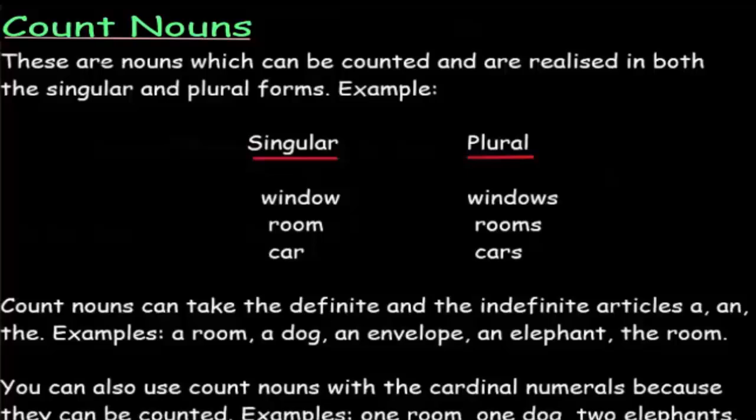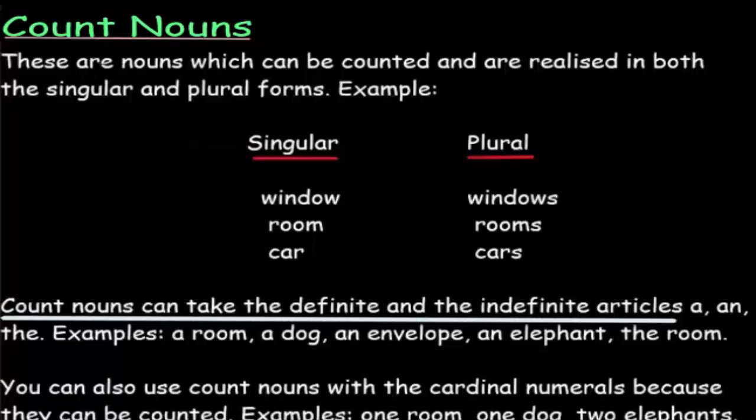It means you can count them. So if you talk of window, you talk of windows. If you talk of chair, you talk of chairs. More than one, you put your S. You talk of car, you can talk of cars. You can talk of book, you can talk of books. Cup, cups. Laptop, laptops. So count nouns can take the definite and the indefinite article.